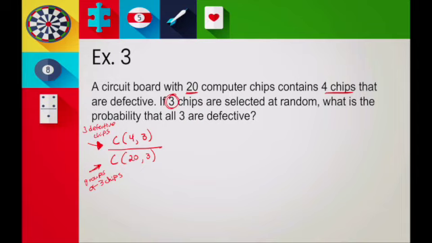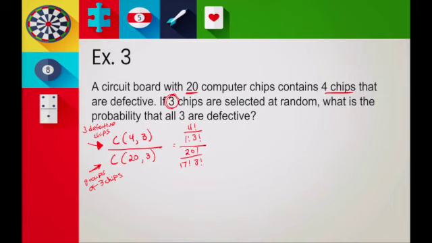And so we use our combination formula. Remember this from 13.1. And so the combination of 4 choose 3 is going to be 4 factorial over 1 factorial, 3 factorial. And combination 20 choose 3 is going to be 20 factorial over 17 factorial, 3 factorial.